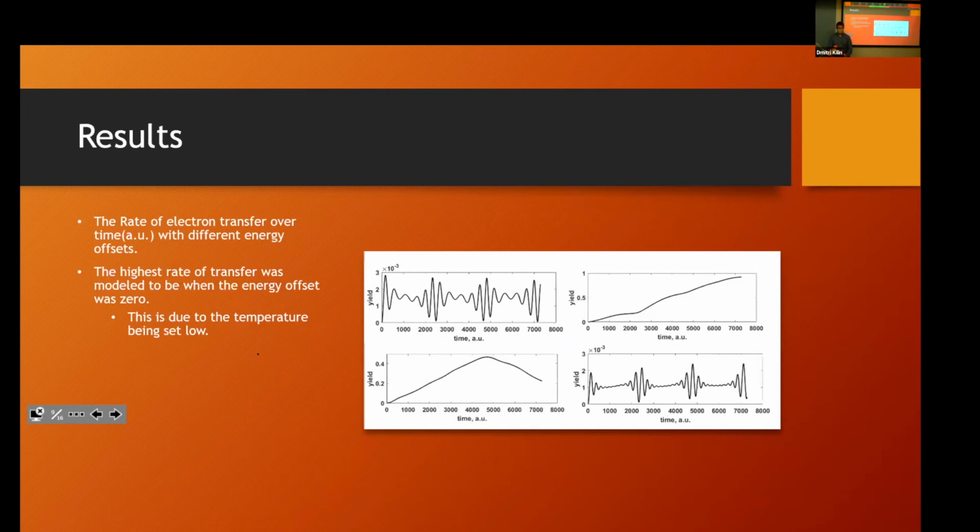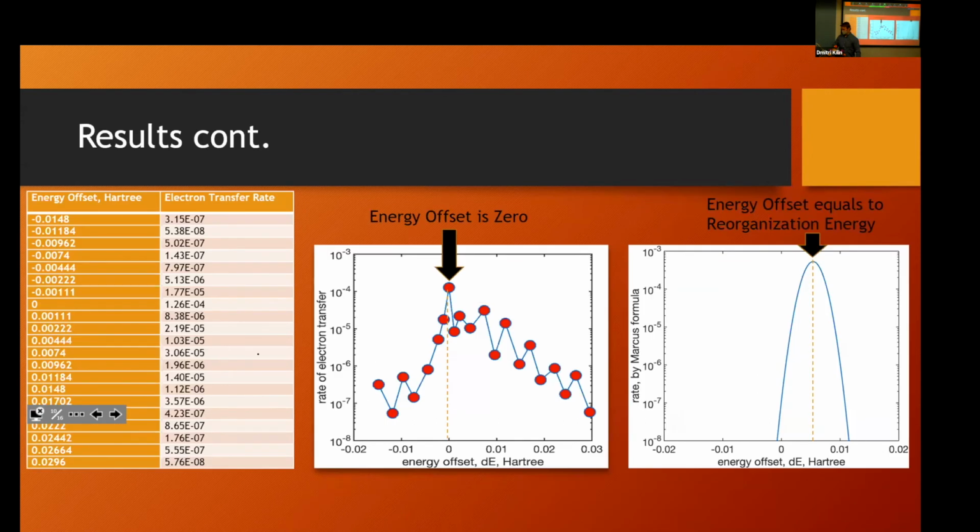And this is because the energy wasn't high enough to get over the curve. But we can see where the offset is 0, yield actually gets all the way up to almost 1. And where the difference is 0.0074, it gets up to about 0.5 and drops back down in a reversible reaction. These are the energy offsets that I was using. And then this graph shows where the energy offset was highest, which is at 0.